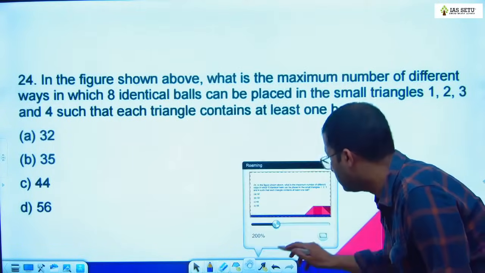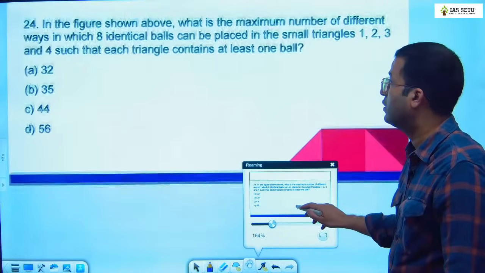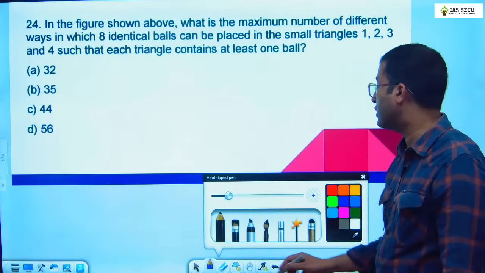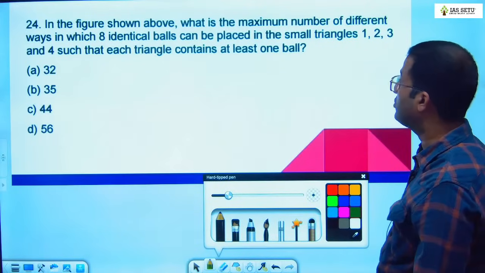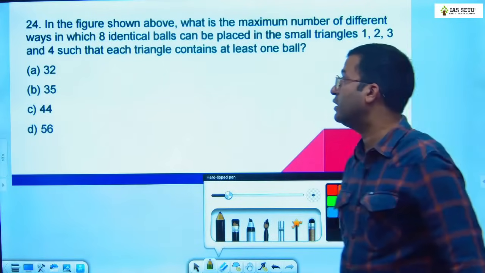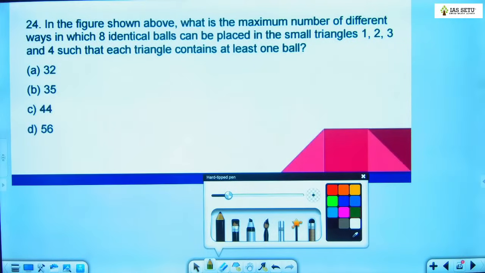Now here, next question. In the figure shown above, what is the maximum number of different ways in which 8 identical balls can be placed in the small triangles 1, 2, 3, 4 such that each triangle contains at least 1 ball?